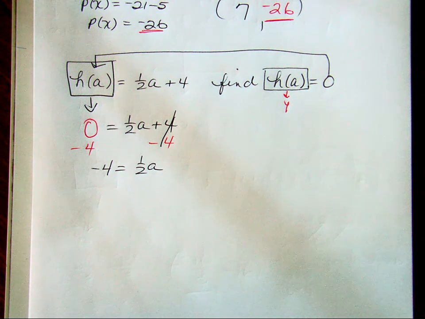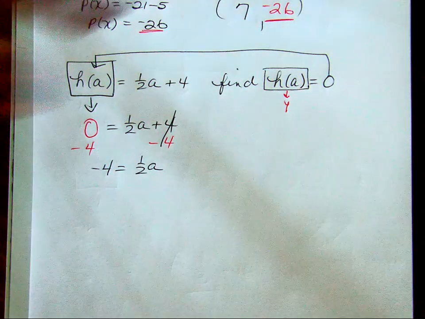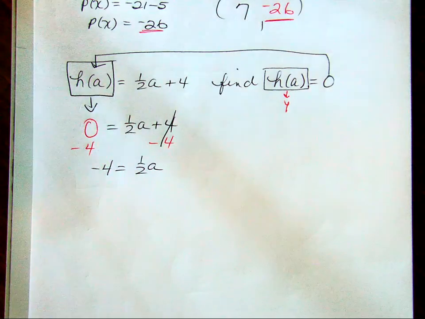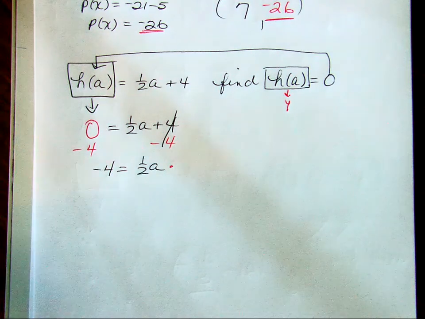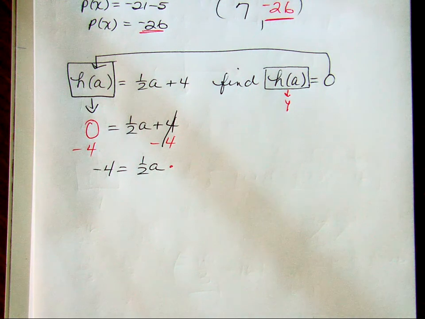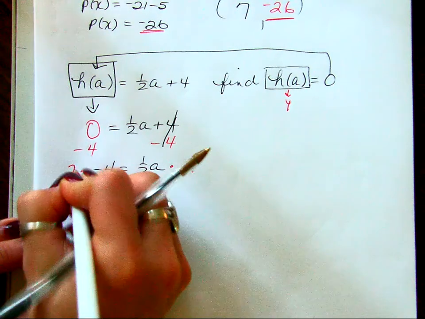So I would normally divide, but I don't want to divide by a 1/2 because then it messes with it. So what would I do? Multiply by the reciprocal? Yep. Multiply by the reciprocal. And what is the reciprocal of 1 over 2? 2 over 1, which is just 2. So I'm going to multiply by the reciprocal. Negative 4 times 2 is negative 8. And that's what A is.